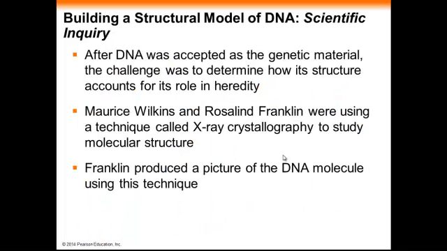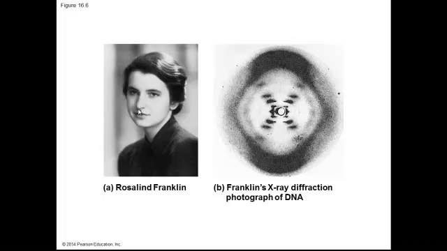Once that was determined, the race to figure out what the structure of DNA was on. The first couple of people who worked on that were Maurice Wilkins and Rosalind Franklin. They used a process called X-ray crystallography that takes pictures of the molecule using X-rays. Rosalind Franklin produced a picture of the DNA molecule using this technique. Here's Rosalind, and here's the picture of the X-rays as they are diffracted through the DNA molecules that have been crystallized.